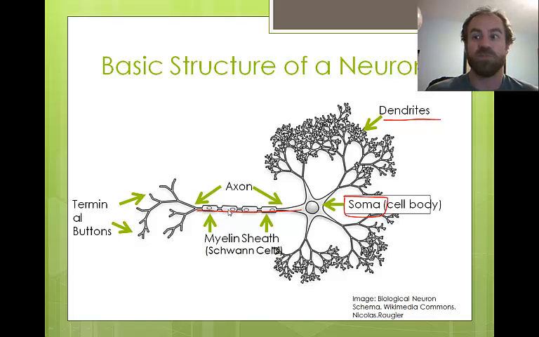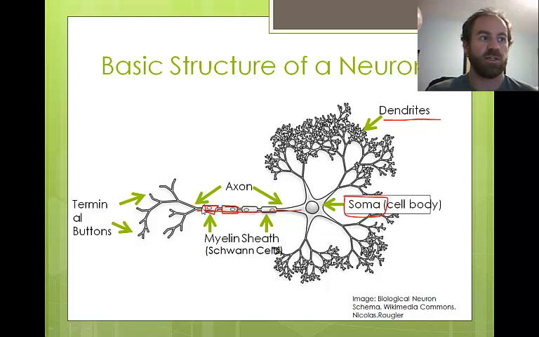In motor cells and in some interneuron cells, the axon is wrapped in a myelin sheath that is made up of these Schwann cells that are wrapped around the axon. The myelin effectively speeds up the electrical impulse as it travels down the axon. The myelin also protects and insulates the axon.